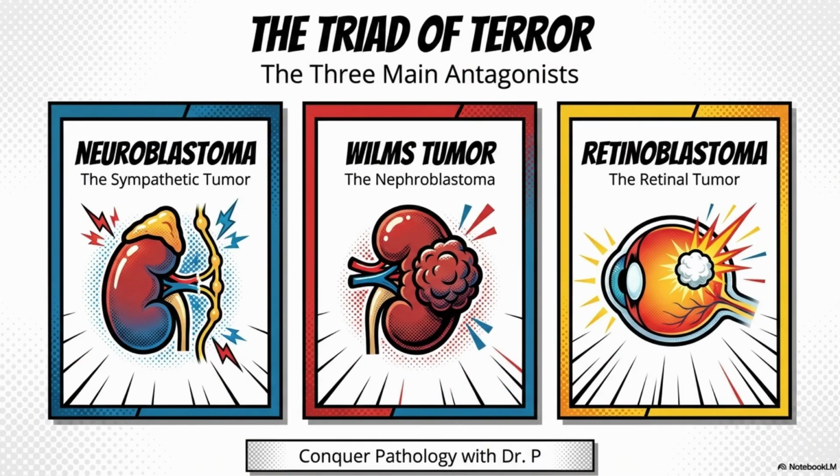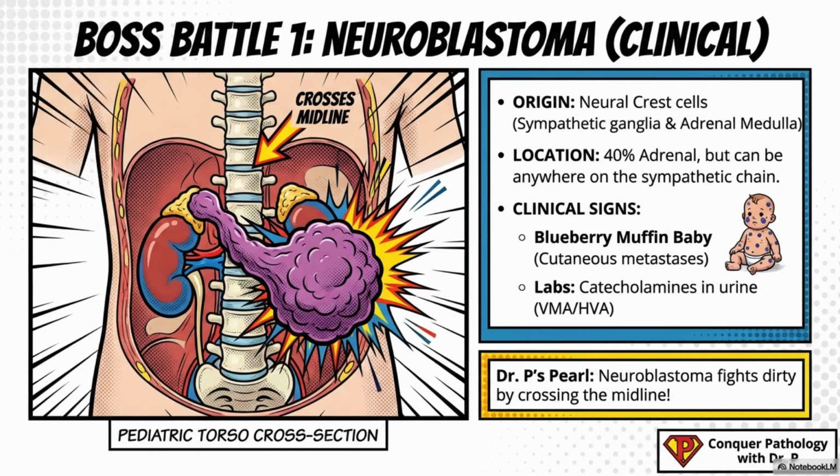We are going to fight 3 main antagonists today. I call them the triad of terror. Neuroblastoma, the sympathetic tumor. Wilms tumor, the nephroblastoma, and retinoblastoma, the retinal tumor. Let's break them down one by one. Boss battle number 1, neuroblastoma.